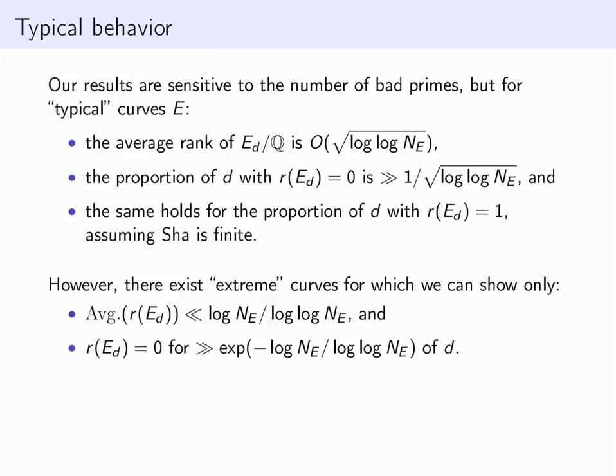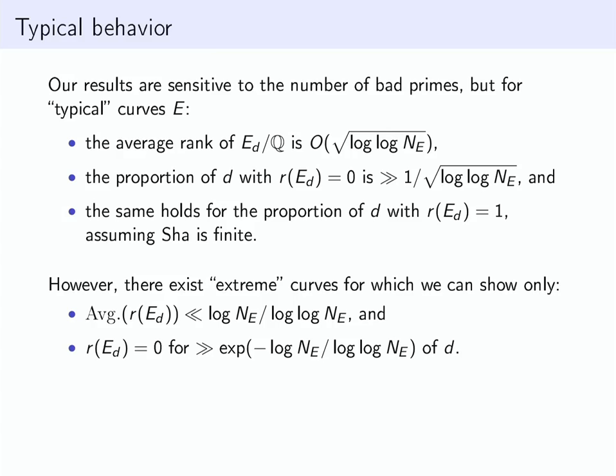Okay, so this is probably kind of unsatisfying. On the one hand, log goes to infinity really slowly, so this is not a very big bound. For typical elliptic curves, you're going to get a pretty small bound in the average rank. On the other hand, log does go to infinity.